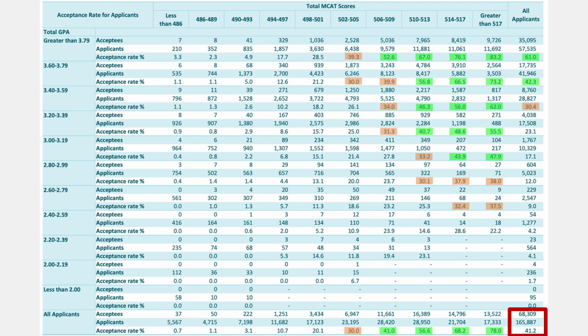In this version, green is everything above 40%, so these combinations are either as favorable or more favorable than the quote-unquote average applicant. Everything between 30 and 40% is highlighted in orange, where the odds were not quite as favorable, but likely with compelling experiences, people made it happen. And then I didn't bother highlighting below 30%.